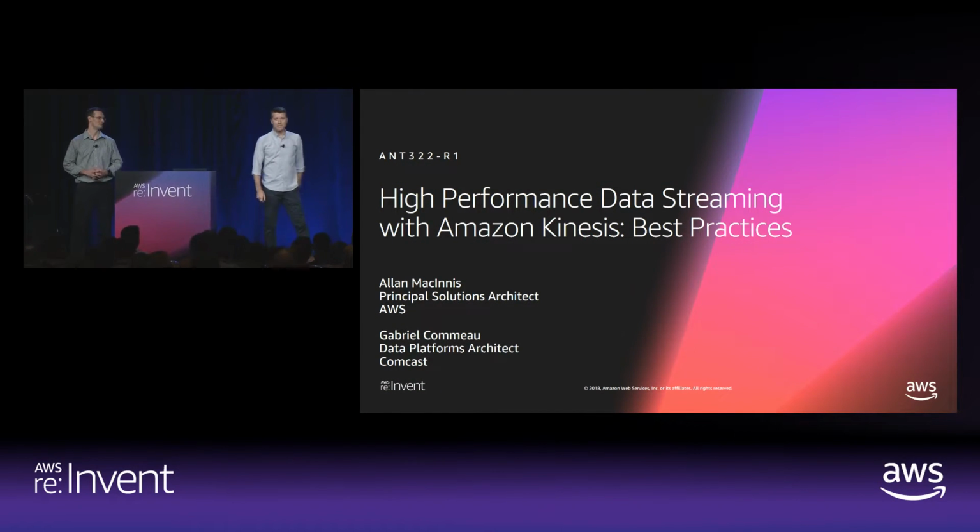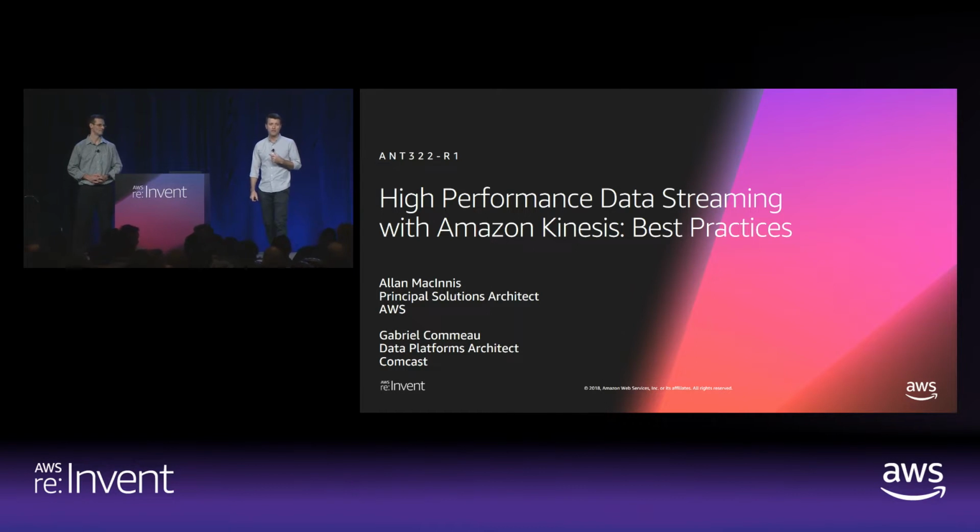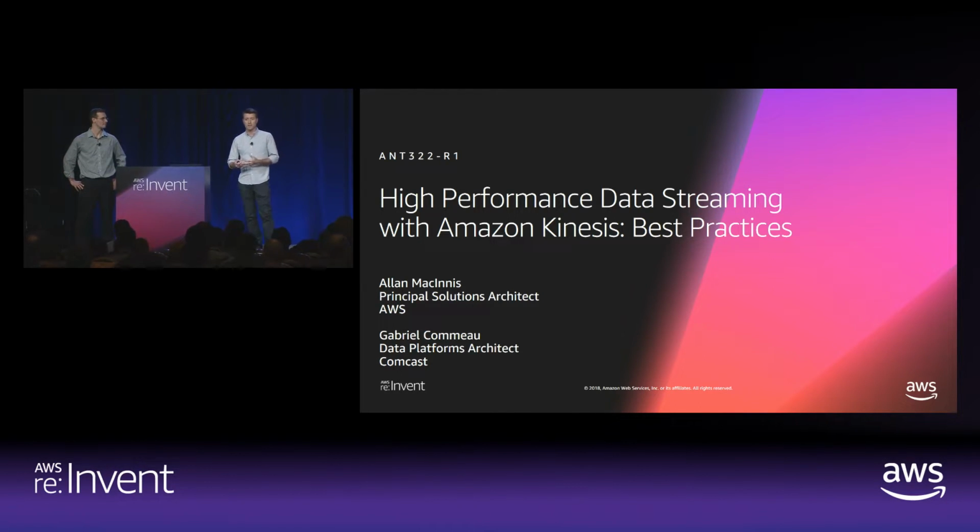This afternoon, we're going to talk about streaming data. So my name is Alan McGinnis. I am a solutions architect here at AWS, and I work primarily in our streaming data space, which primarily is Kinesis. I work with a lot of customers who do other streaming data technologies as well, such as Kafka, but for the purposes of today, it's going to be focused on Kinesis.